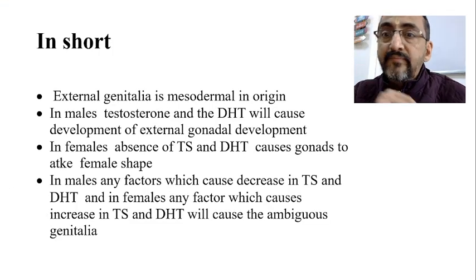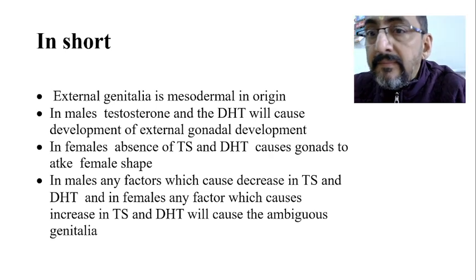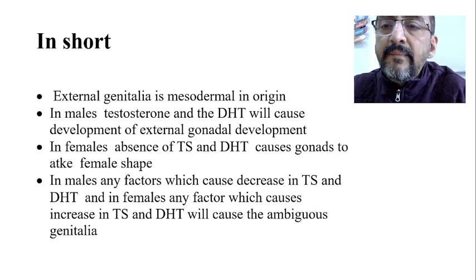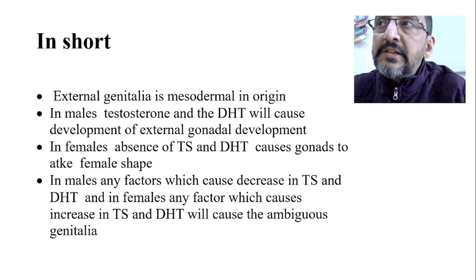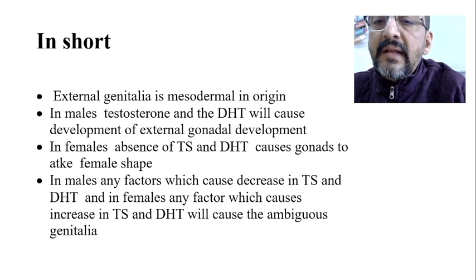So in short, external genitalia is mesodermal in origin. In males, testosterone and dihydrotestosterone will cause the development of external genitalia or gonadal development. In females, absence of the testosterone and DHT, dihydrotestosterone, causes the gonads to take the female shape.